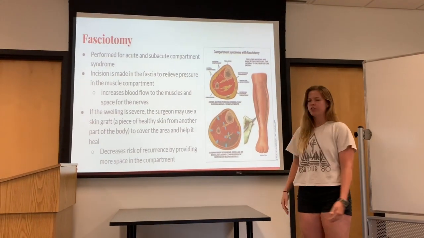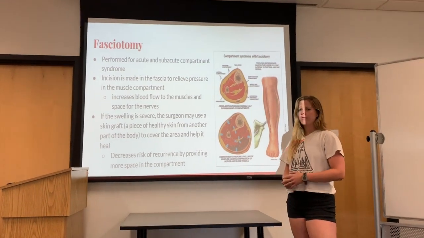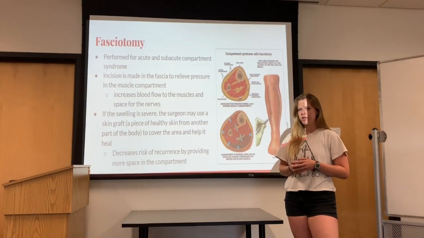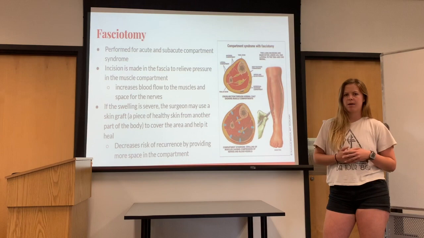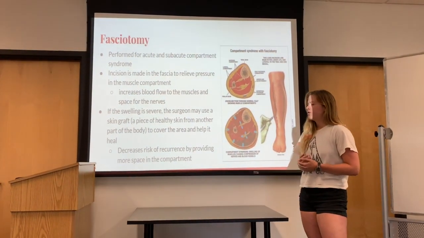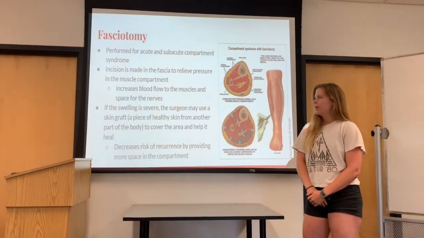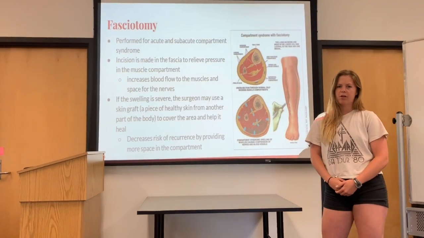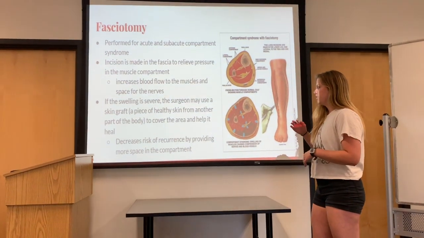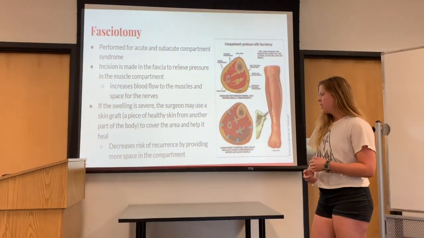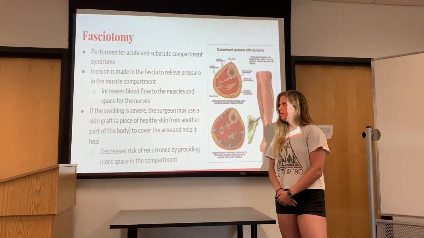All right, so one of the procedures used to treat compartment syndrome is a fasciotomy, and this is generally performed for acute and subacute compartment syndrome. It involves making an incision in the fascia to relieve the pressure in that muscle compartment. This allows increased blood flow to the muscles, and it gives space for the nerves. If the swelling is too severe, the surgeon may use a skin graft, and that is a healthy piece of skin from another part of the body, just to cover that area and help it heal. This decreases the risk of recurrence by providing more space in that compartment.